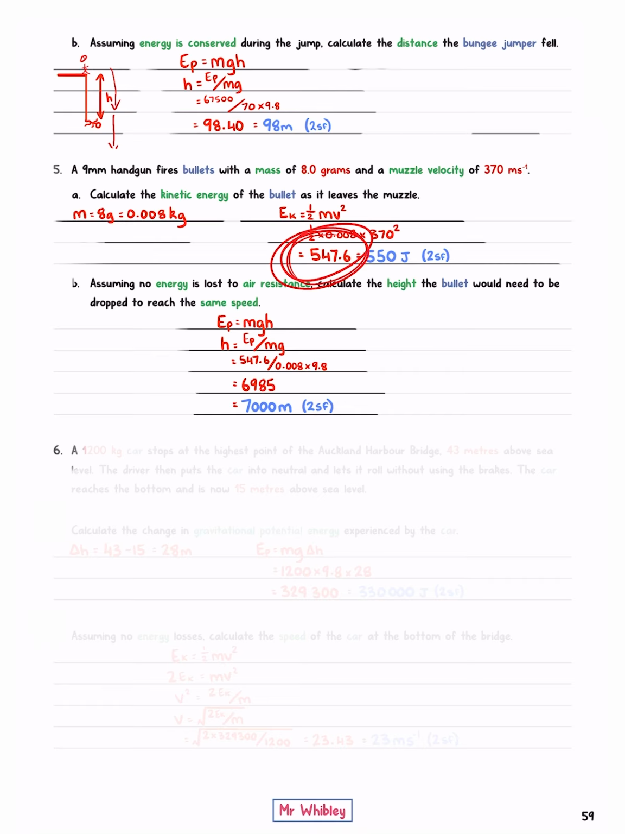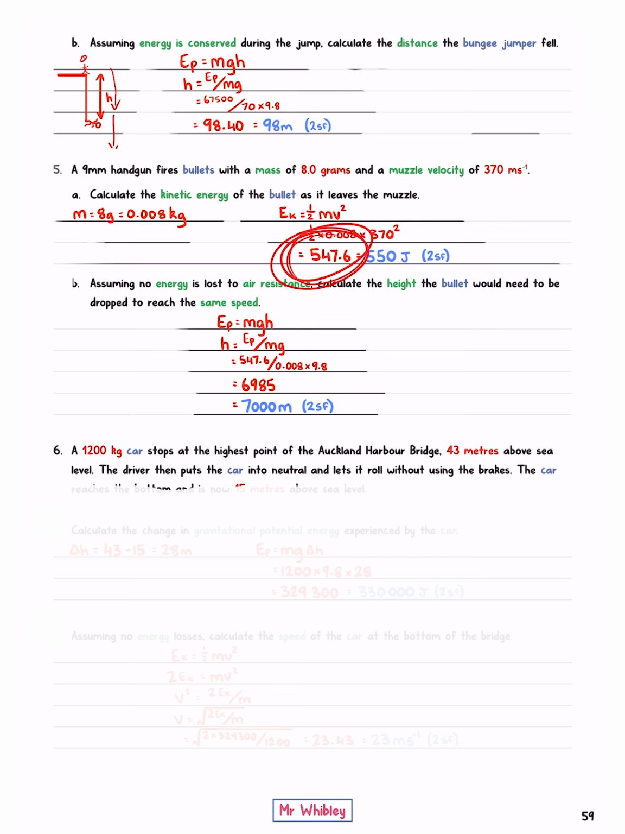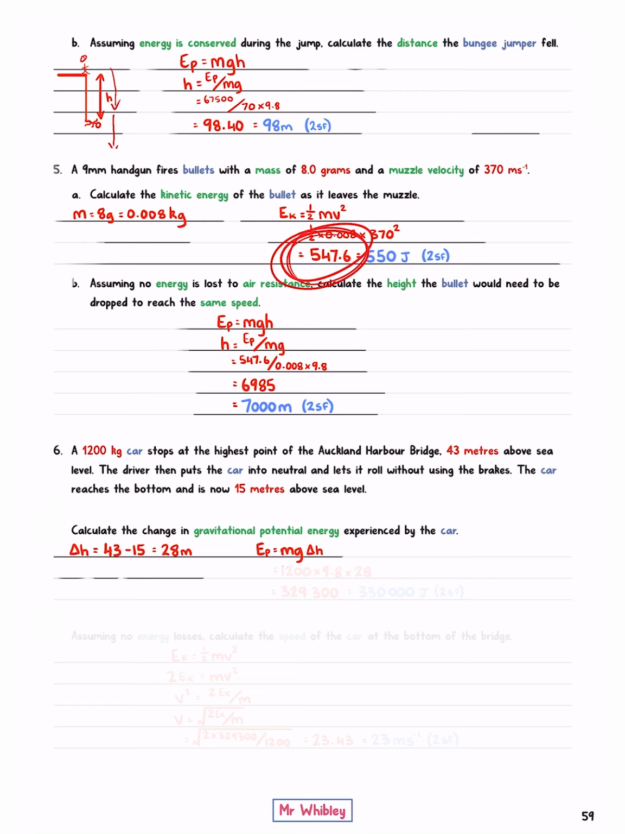Question 6. A 1,200 kilogram car stops at the highest point of the Auckland Harbour Bridge, 43 meters above sea level. The driver then puts the car into neutral and lets it roll without using the brakes. The car reaches the bottom and is now 15 meters above sea level. Calculate the change in gravitational potential energy experienced by the car. Our change in height is 43 minus 15, which is 28 meters. Using this to find our gravitational potential energy, putting our numbers in, gives me 329,300 or 330,000 joules to two significant figures.